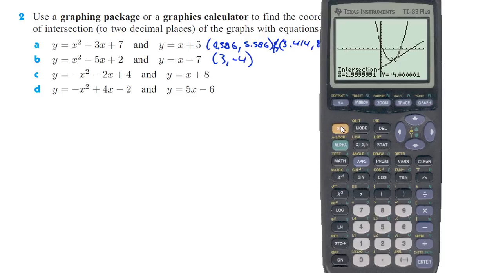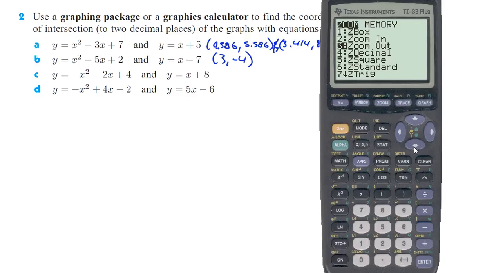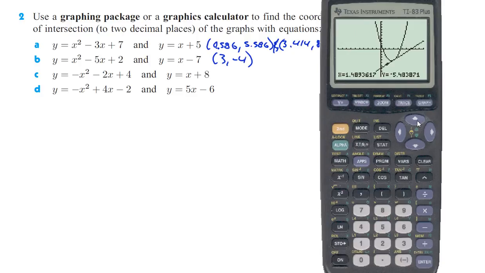I'm going to show you a really cool trick here. We're going to do Zoom, and go down farther. Oh, it's the Zoom Box, that's what I wanted, the first one right there. So Zoom Box. If I push enter, then I can use these arrows to zoom in on what I want. I'll put that in my lower left corner, push enter, then push up and push over. My whole screen is going to zoom in just on that part of the graph right there.